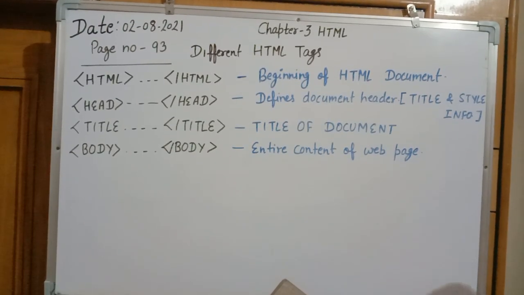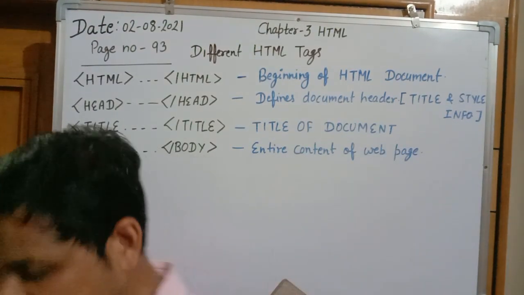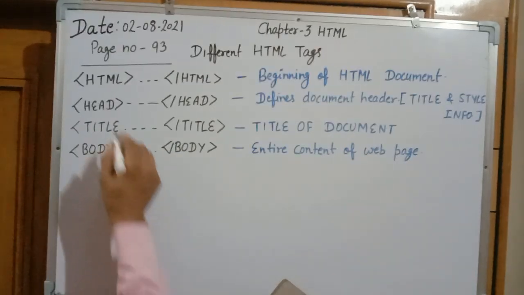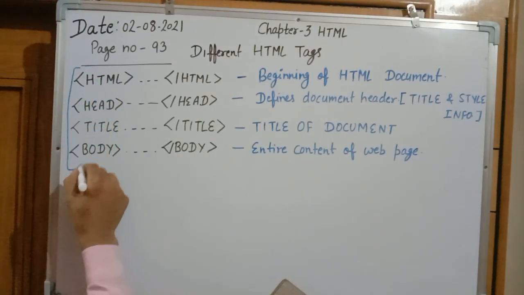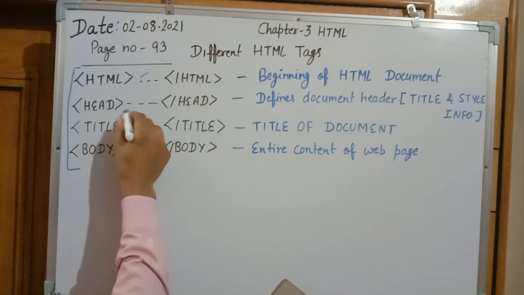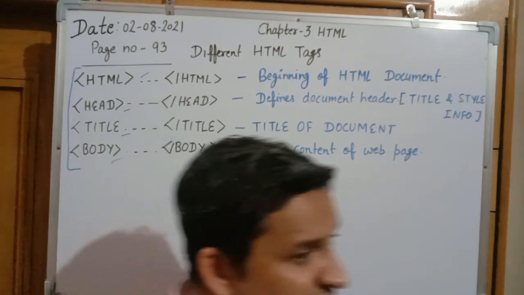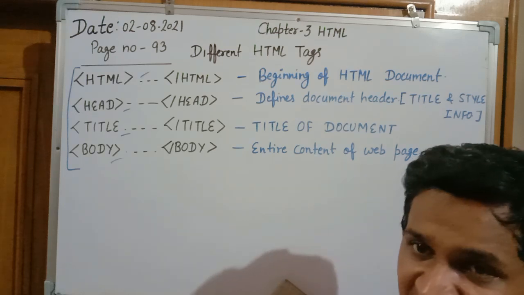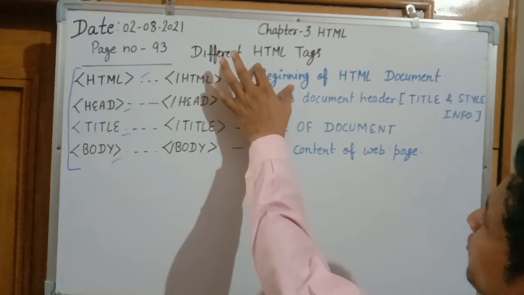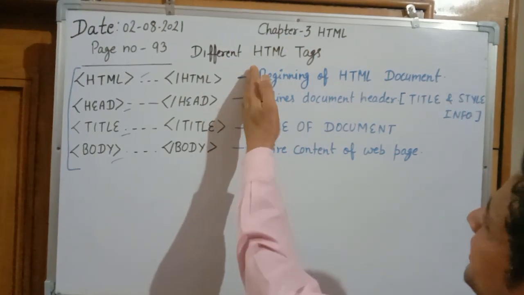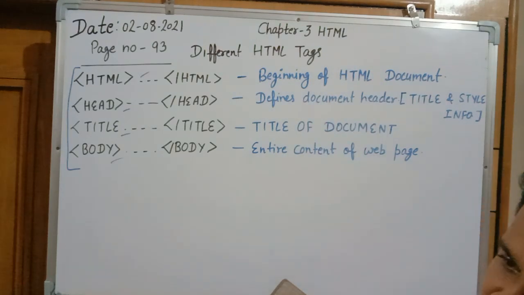Now, next topic is different HTML tags. HTML supports basically 4 types of tags in a program. First is html, second head, third title, fourth body. What is the use of the html tag? The html tag defines from where the program will start. So it tells the beginning of the HTML document. It will not affect the program. It will tell the starting position of the program.